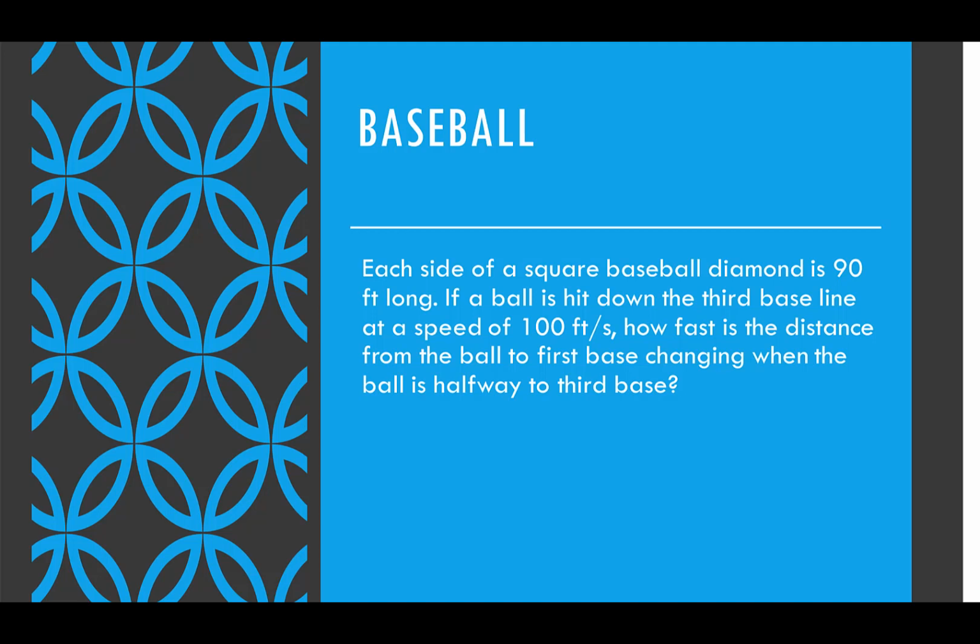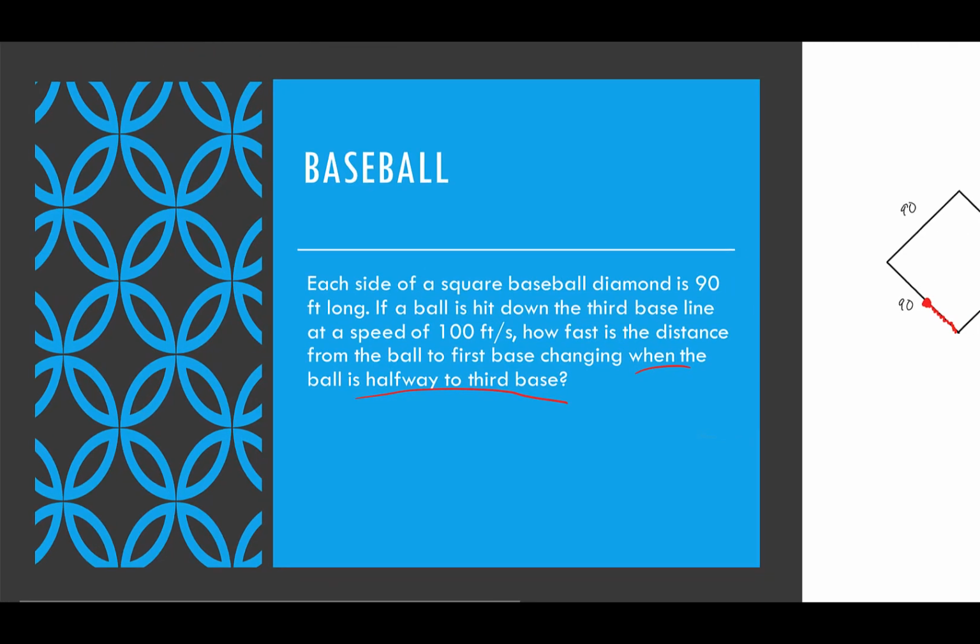Each side of a square baseball diamond is 90 feet long. If a ball is hit down the third baseline at a speed of 100 feet per second, how fast is the distance from the ball to first base changing when the ball is halfway to third base? Let's take a look.